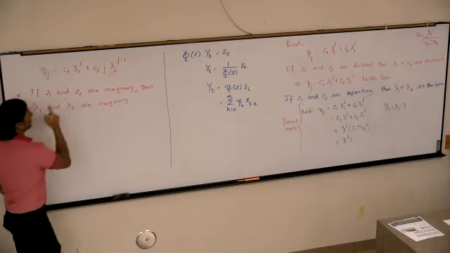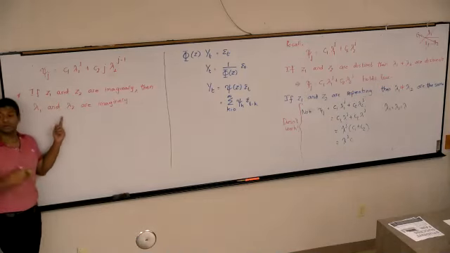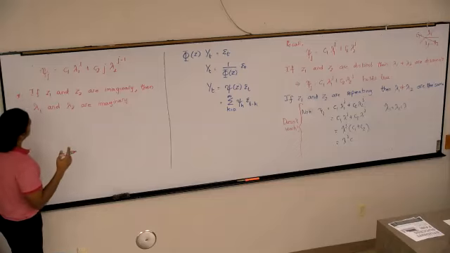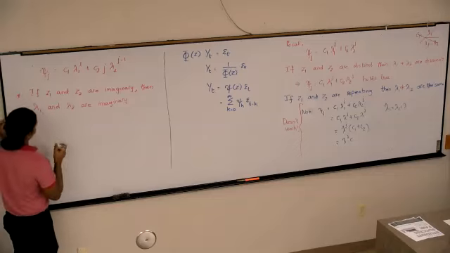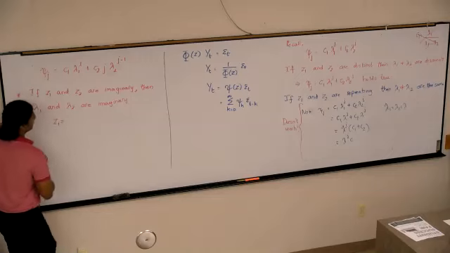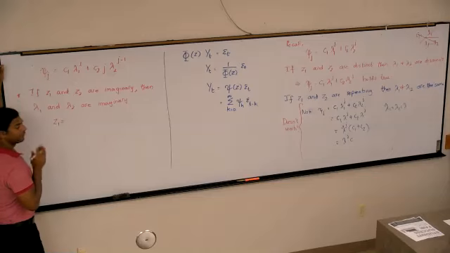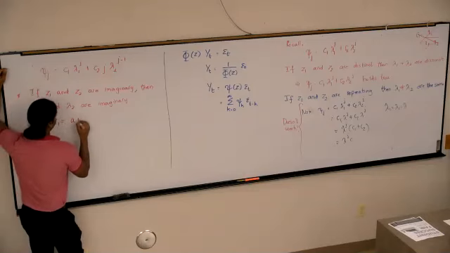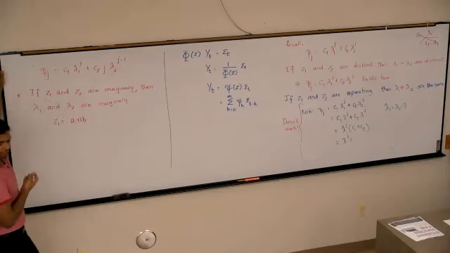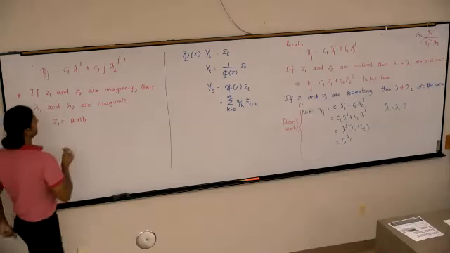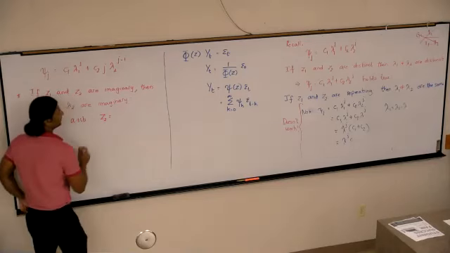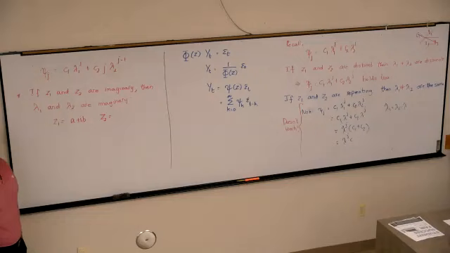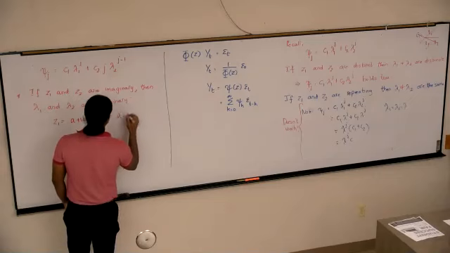So if Z1 and Z2 are imaginary, lambda 1, lambda 2 are also imaginary. We don't want to write it as A plus BI, even though it would work. So let's say root Z1 is A plus IB, then what is the root Z2? A minus IB. Why?